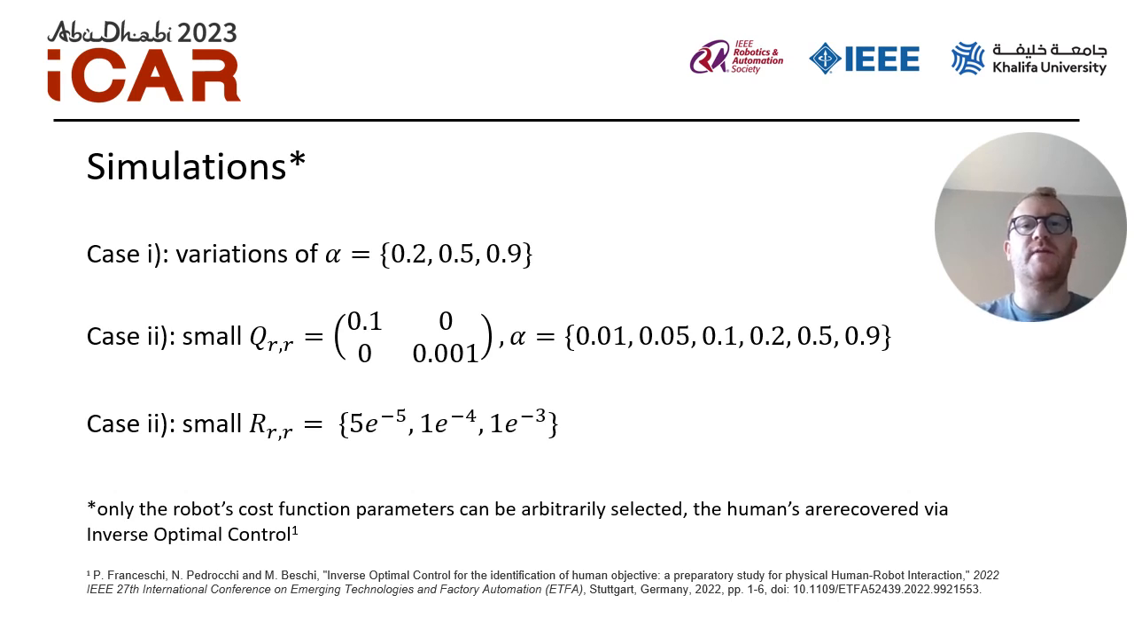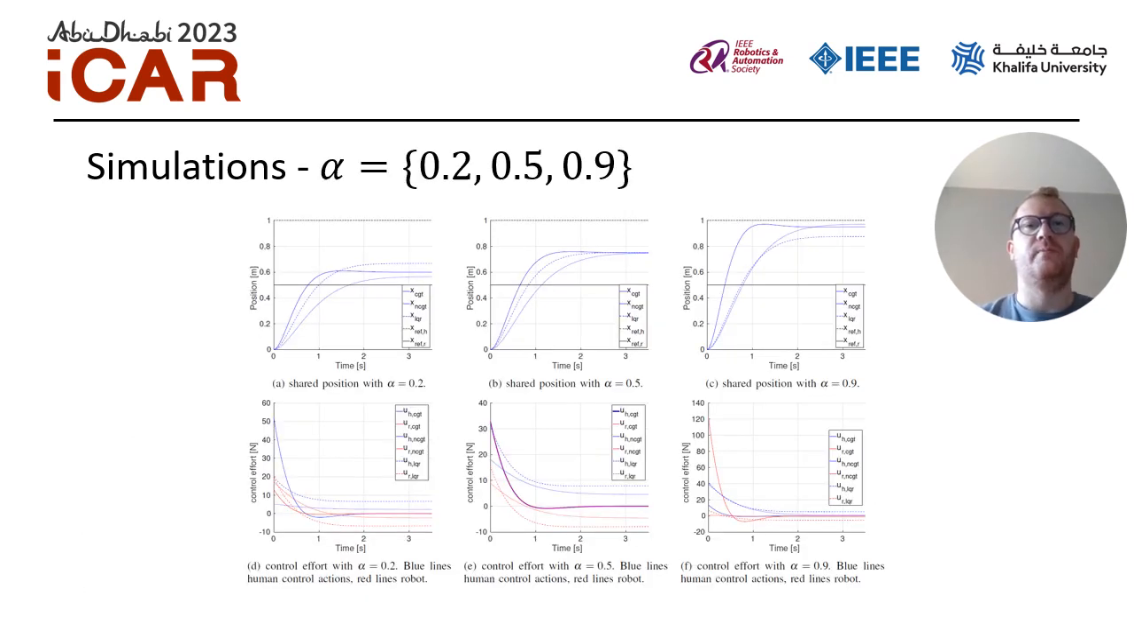First of all, we used different values of alpha, because changing alpha moves the weight of the shared cost function from the human to the robot side, and it consequently modifies the shared target, the shared objective. We also performed simulations with small values of the robot state weight matrix QR. This means that the robot cares more about the human target rather than its own. And finally, we simulated the system response for different values of the robot's control weight matrix, RR. This makes the robot more reactive to pursue the goal.